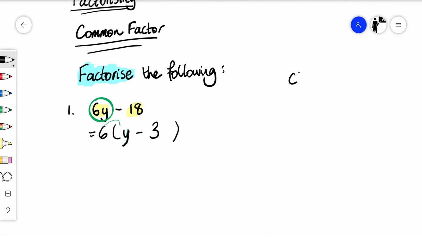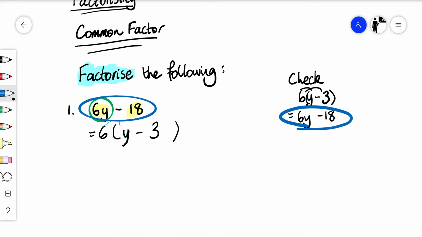You can always check your answer, because if you take your final answer and multiply it out, 6 bracket y minus 3, if you multiply it out and you get back to the question, then you know you're good. Okay, so this is the same as this, so therefore I know I'm correct. Okay, let's have a look at another example.